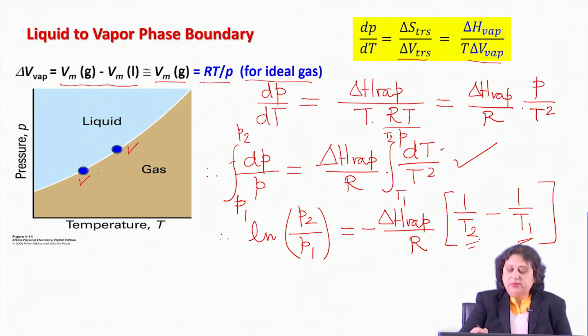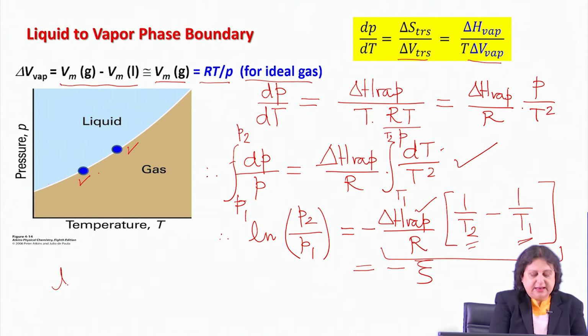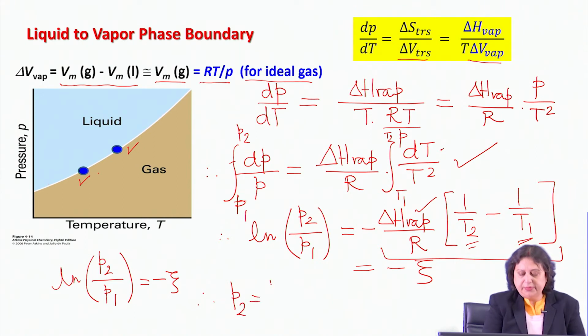And the change will depend on the delta H vaporization, which in this case is assumed to be constant over the temperature range that we are working with. Now let me put whatever is there on the right hand side as minus xi. So what is xi? The quantity that I have written down here, this is xi. Therefore, I can write that ln P2 by P1 is equal to minus xi. Therefore, I find that P2 is equal to P1 into e to the power of minus xi.